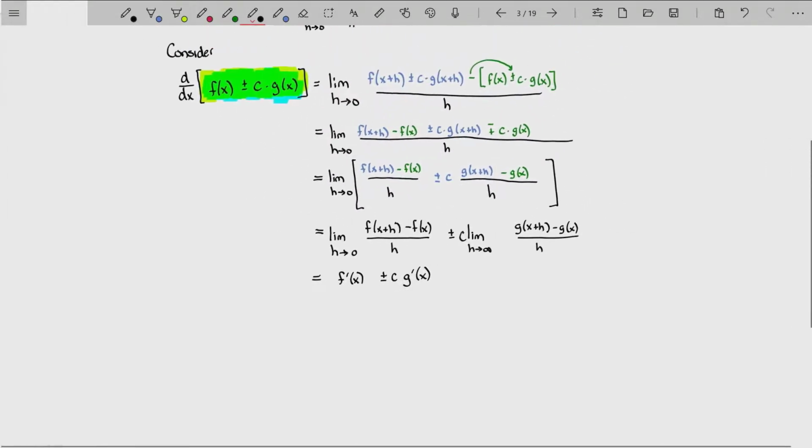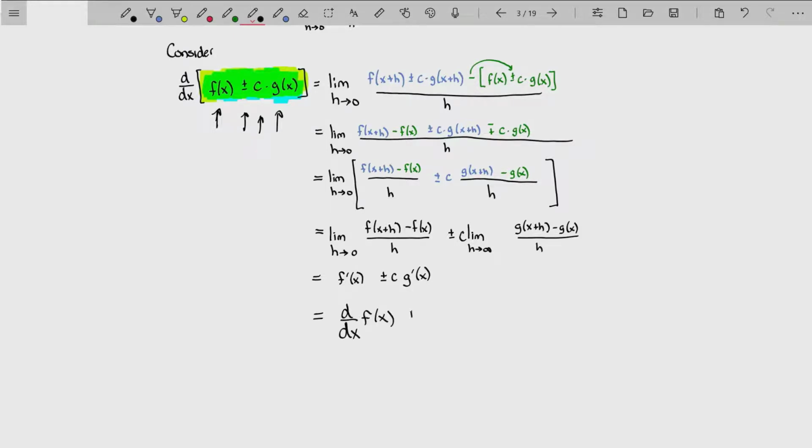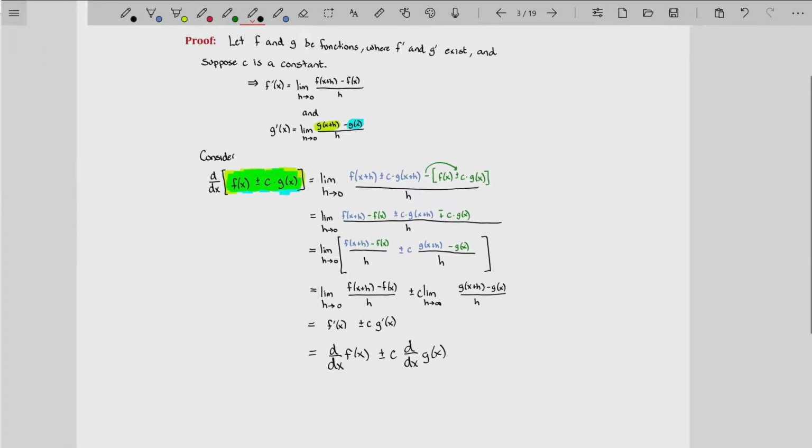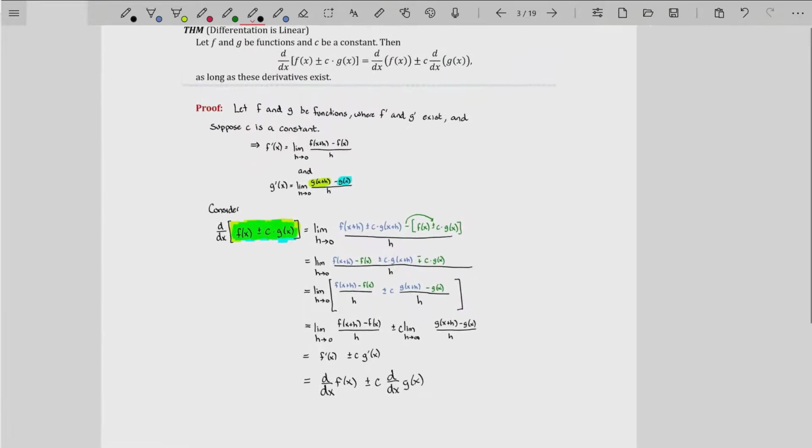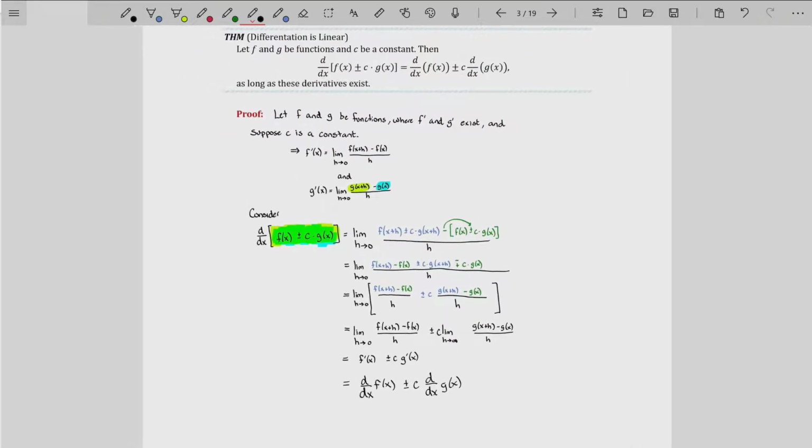We've just shown that the derivative of f plus or minus c times g of x is the same thing as the derivative with respect to x of f of x plus or minus c times the derivative with respect to x of g of x. And that is actually what the theorem stated. Let me zoom out. Yep, that's literally what this theorem asks us to prove.